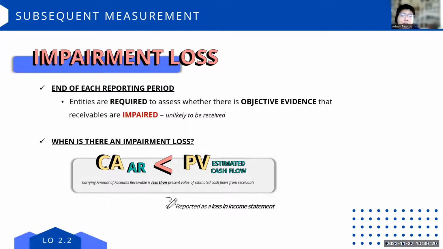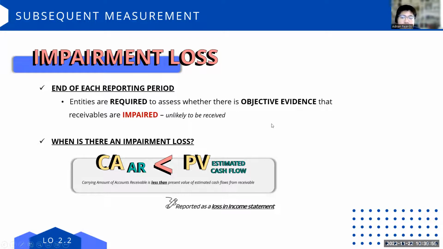So this one, I think, will be discussed more in BA 99.2, but for 99.1 purposes, just be aware that there's an impairment loss that happens at the end of each reporting period. And then please be aware of when to recognize an impairment loss. So master that there's an impairment loss when the carrying amount of AR is less than the present value of estimated cash flows from receivable.